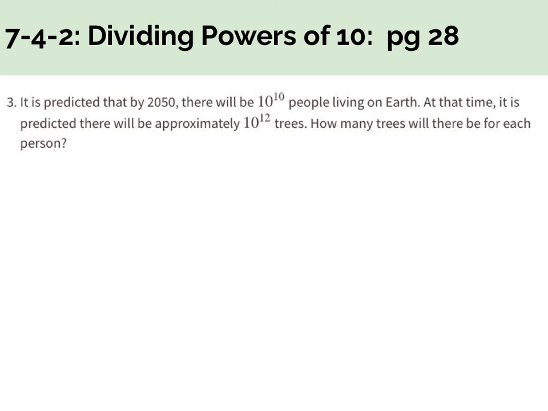All right, so this is kind of weird, it's kind of interesting. So we have 10 to the 12th trees that are going to be divided among all of the people. So we're going to take 10 to the 12th, and we're dividing it among all the people, which is 10 to the 10th. And so what will we have left over? We're subtracting the 2 exponents and get 10 to the 2nd. There will be 10 to the 2nd trees per person.